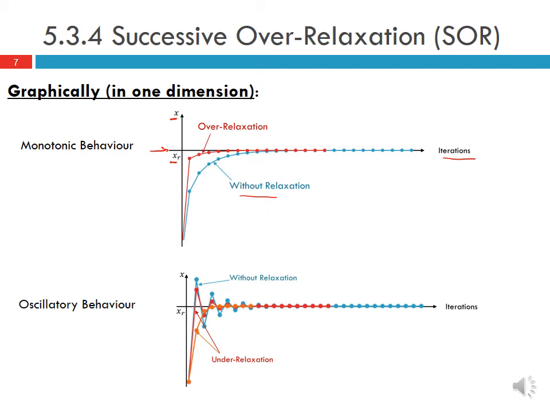If we had a solution that originally had oscillatory behavior, like in the example shown here, so the blue line, adding some under relaxation, we're able to dampen those oscillations, for example, like the red line, and we can even get monotonic convergence if we really overdamp the oscillations, like the orange line here. So in both of these cases, we're able to speed up the convergence by applying relaxation.